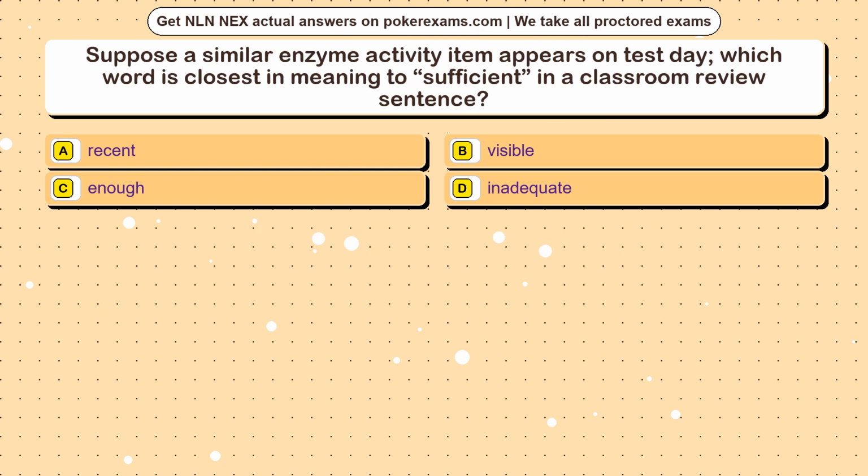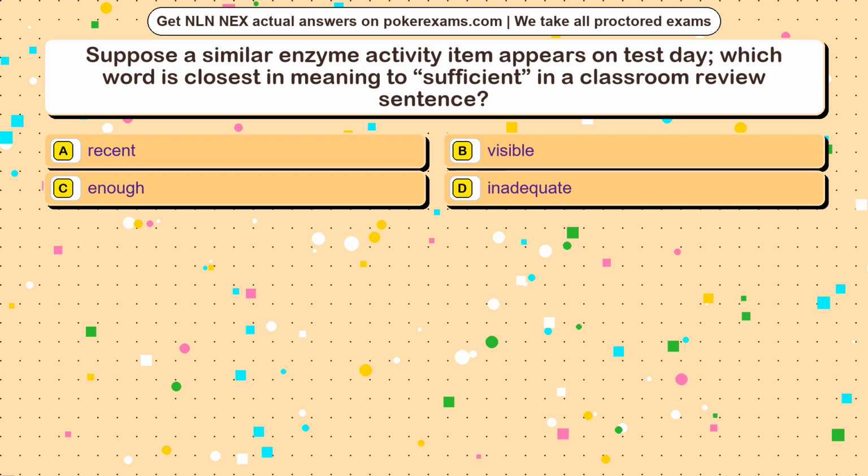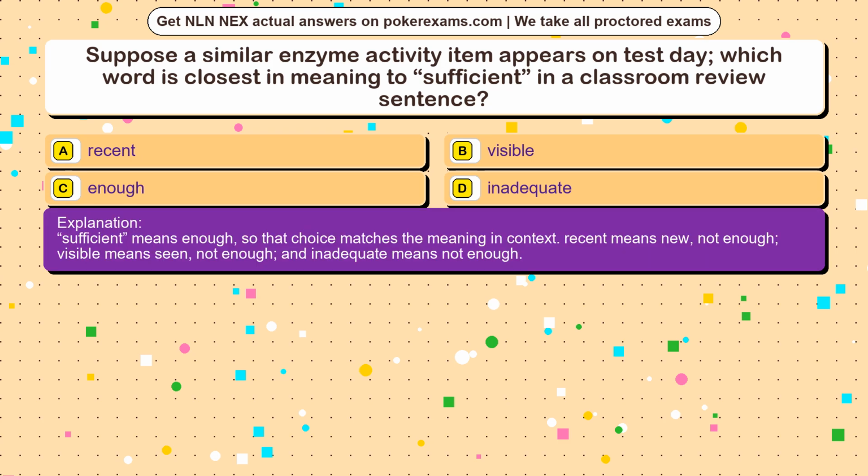Question 7. Suppose a similar enzyme activity item appears on test day. Which word is closest in meaning to sufficient in a classroom review sentence? Option A, recent. Option B, visible. Option C, enough. Option D, inadequate. The correct answer is option. Sufficient means enough, so that choice matches the meaning in context. Recent means new, not enough. Visible means seen, not enough. And inadequate means not enough.